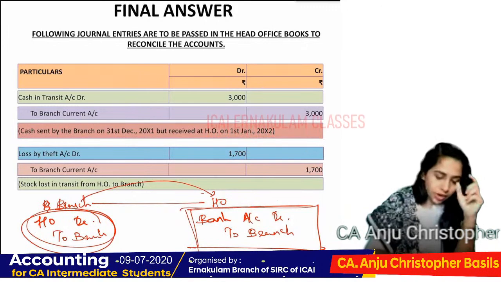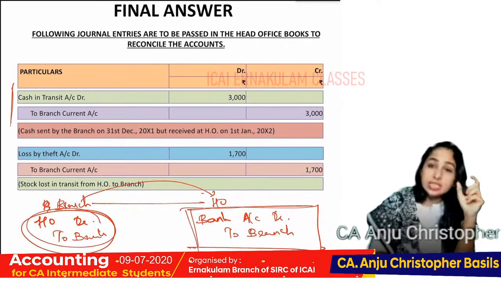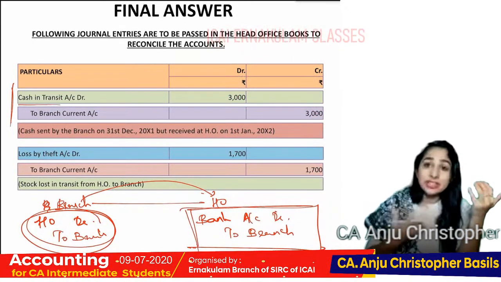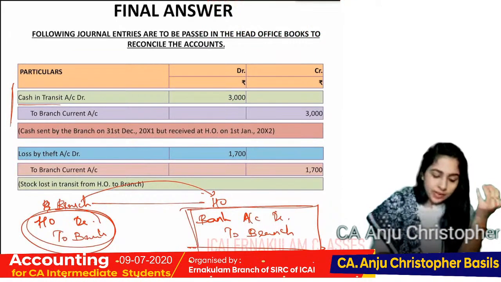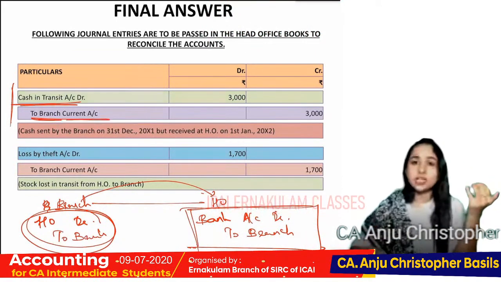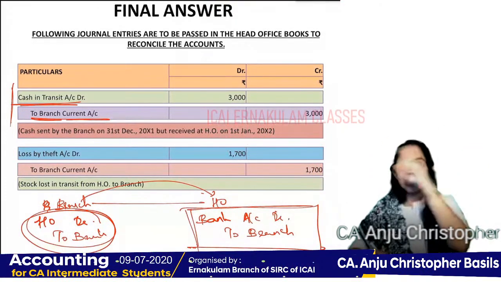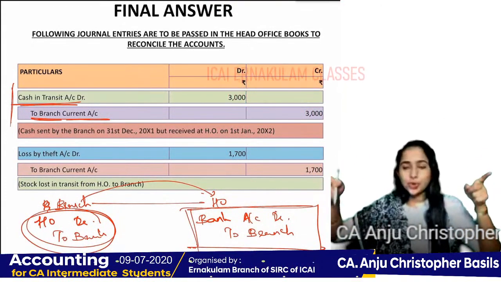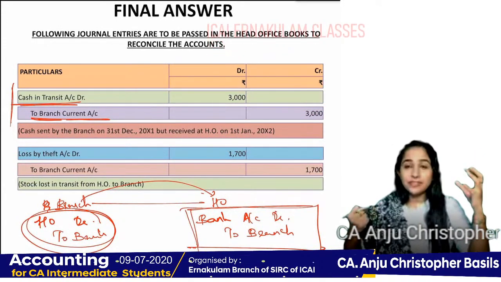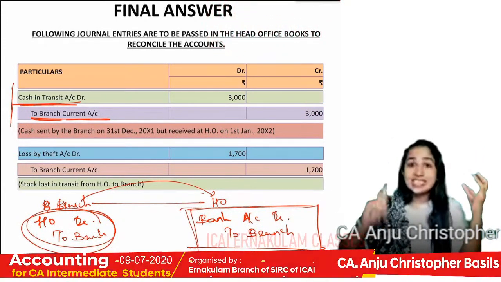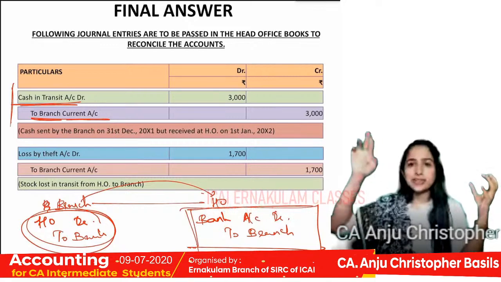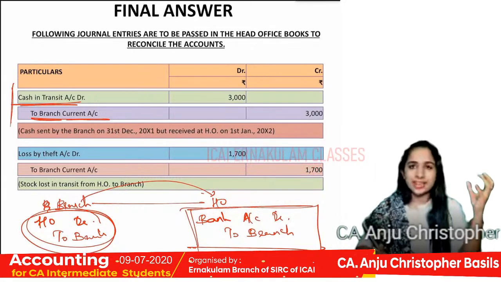So you will have to record that over here. It is not bank because they have not yet received it. It is in transit. So cash in transit account debited to branch current account. Are you getting it, students? The cash is transferred from branch to HO, but HO has not yet received it, but they will have to record it as cash in transit. Okay, so cash in transit account debited to branch current account.